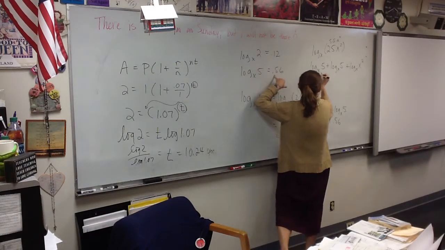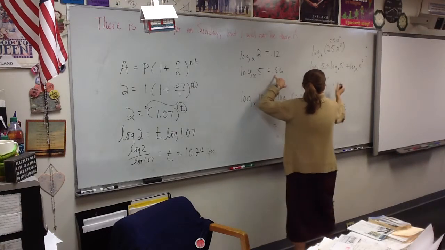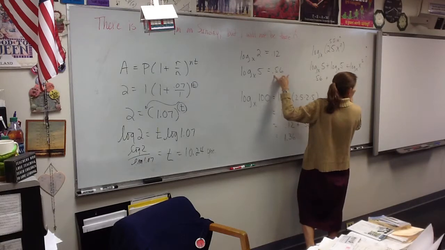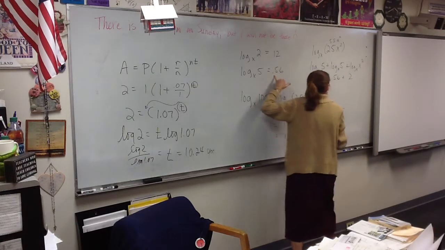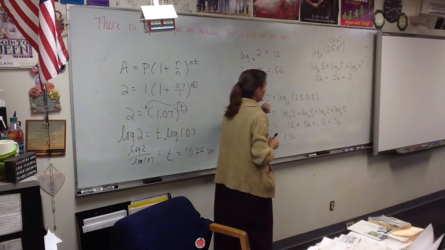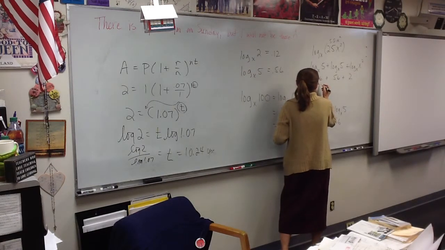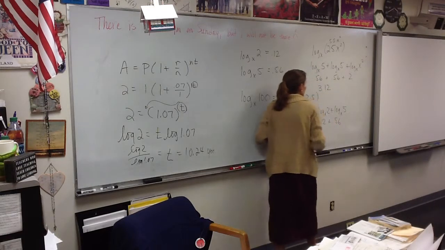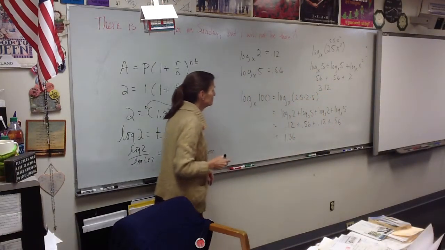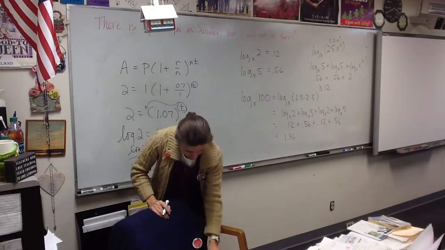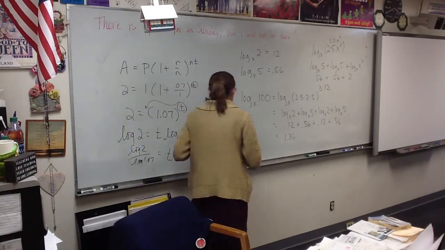So that would be 0.56. And that would be 0.56. What about that? What is that? 2. That's one of your properties. So that answer would be 3.12. Check my arithmetic. There's one more.